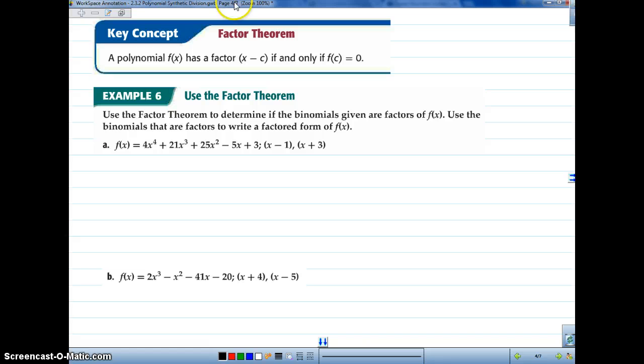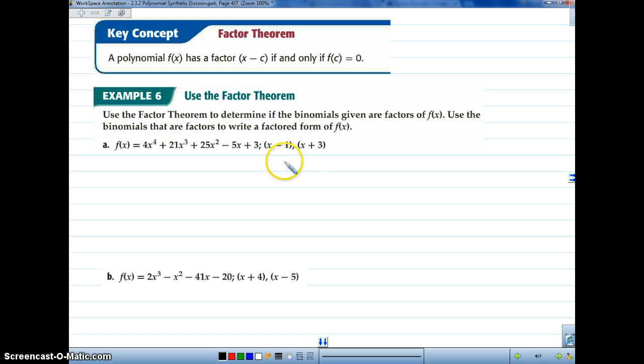Okay, the last thing we're going to be doing with synthetic division is using it to determine factors. It's pretty much the same thing you do with long division. If you get a remainder of 0, then you know that the binomial was a factor of the polynomial. If you don't get a remainder of 0, then it's not. So it's a fast way we can check for factors of the polynomial.